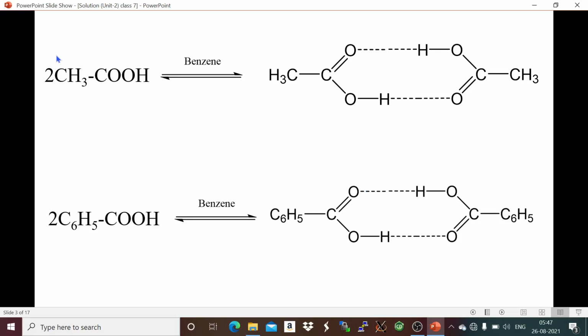So abnormal molar mass is due to the association of these molecules. Association of molecules takes place due to this hydrogen bonding. Due to hydrogen bonding, two acetic acid molecules associate into a single molecule, so the molecular mass increases. So this is due to association.